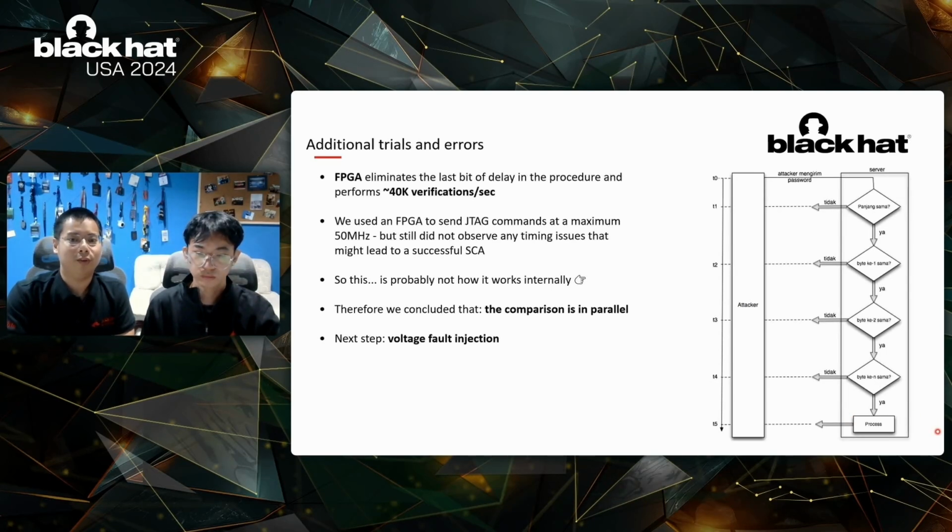To take this to another level, we tried using an FPGA to push the JTAG interface to its absolute limit. We did it at over 50 megahertz, and we performed over 40,000 triggers per second. Unfortunately, even at this high speed, we were still unable to notice any differences in the time it takes to process. So this is probably not how the comparison works. We could not mount a timing side channel attack. Now that we know that the comparison is probably in parallel, the obvious next step would be voltage fault injection.